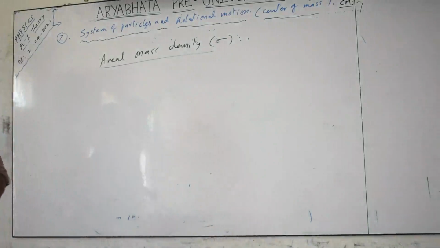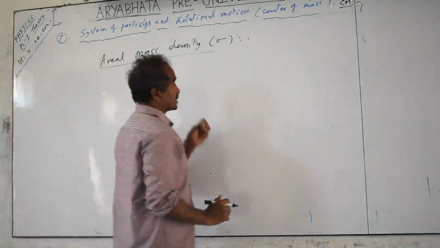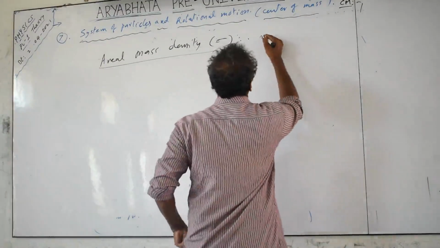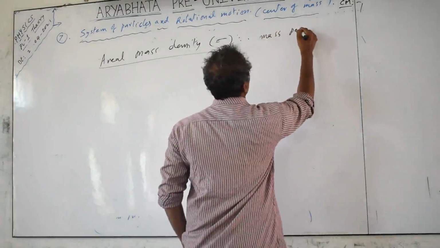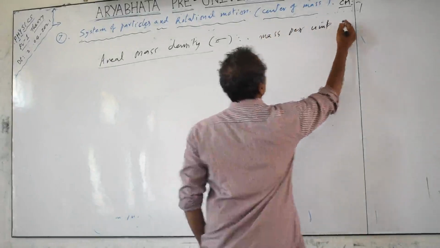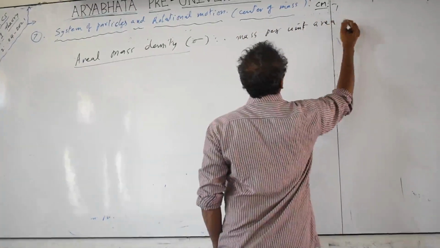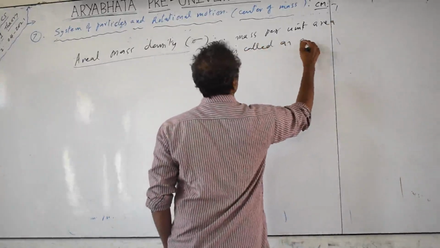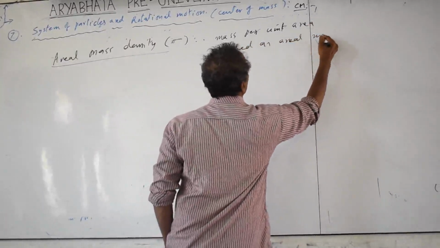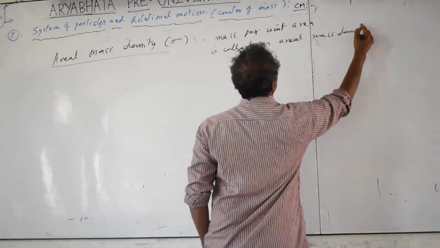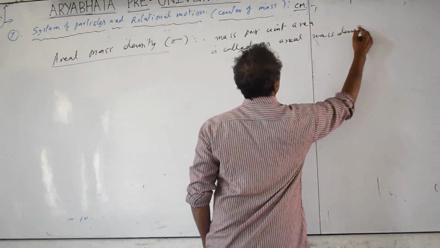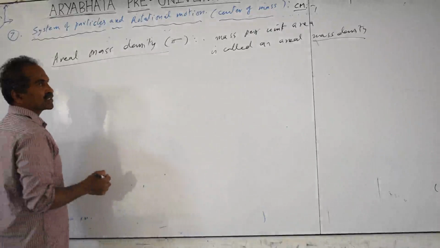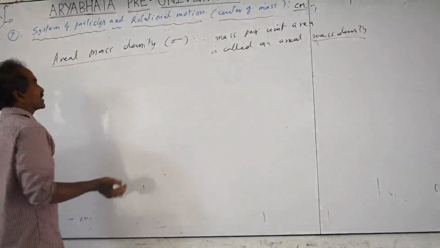Next is areal mass density, mass per unit area. It is two-dimensional, like the plates we consider. Mass per unit surface area is called areal density or areal mass density. Symbol is sigma. It is for circular plates or any plates of circular or rectangular shapes we can take.